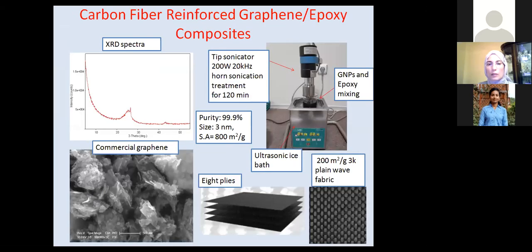Now we produced 4 different conductive carbon fiber composite materials. In the first experiment, we used commercial graphene and mixed it with the epoxy using the sonication technique. We used 8 plies of carbon fiber fabric. Here is some data belonging to the commercial graphene.